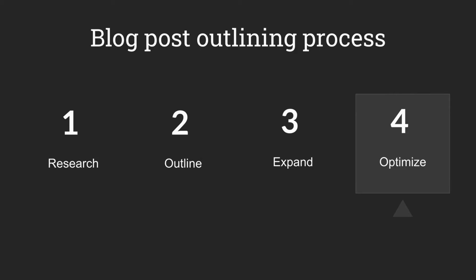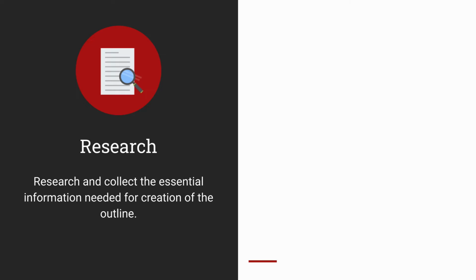I will be diving deep into each of these processes in blog post outlining. First one is the research process. In this stage, you will be researching and collecting the essential information needed for creation of the outline.